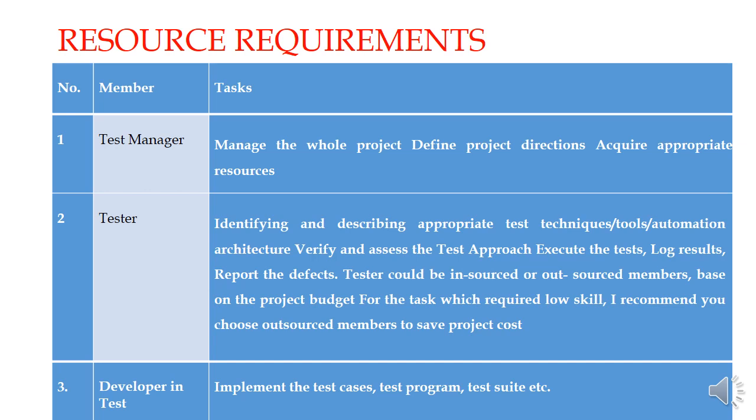The test manager is the one who is responsible for the resource requirement. His responsibilities are to manage the whole project, define project directions, and acquire appropriate resources. Tester: identify and describe appropriate test techniques, tools, or automation. Then automation architect: verify and assess the test approach, execute the test, log results, and report the defects.